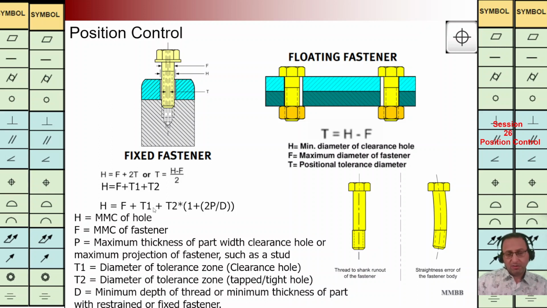Besides this, for all tolerance for positioning, let's say for hole and fastener, for top and bottom, we need to consider two other parameters: the name of round out, as we can see here at bottom right, and also straightness of the fastener.